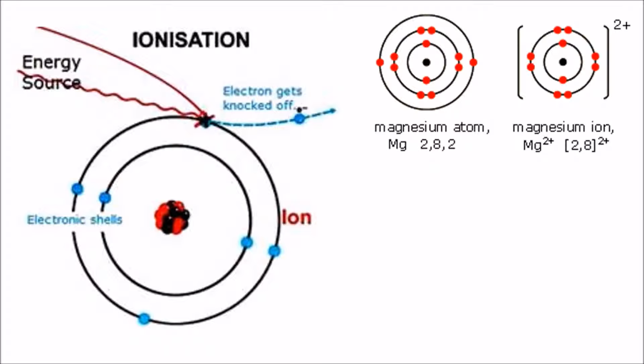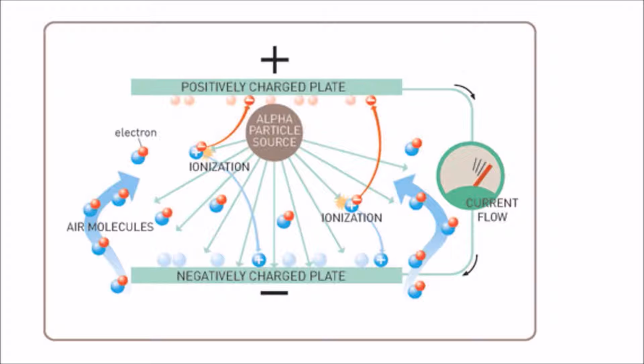It could knock a proton off, and if it did that, you've lost a positive. And if an atom loses a positive, it's going to become a negative ion. So have a look at the magnesium atom in the corner of this slide. It loses 2 electrons in its outer shell, and therefore it becomes a 2+ ion.